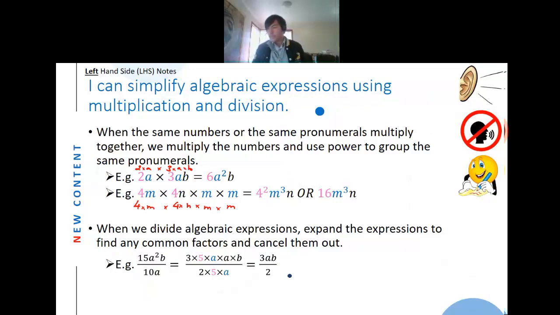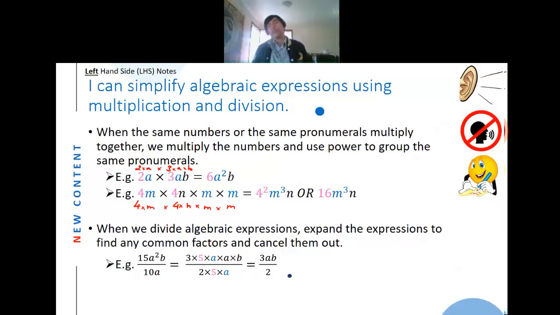Okay, let's move on. So then the next one here is that when we divide algebraic expressions, again, what we should do first is expand the expressions. And the reason why we expand them is to find any common factors. And if we find any common factors, we can cancel them out. So here's our example. We've got 15a squared b at the top in the numerator over 10a in the denominator.